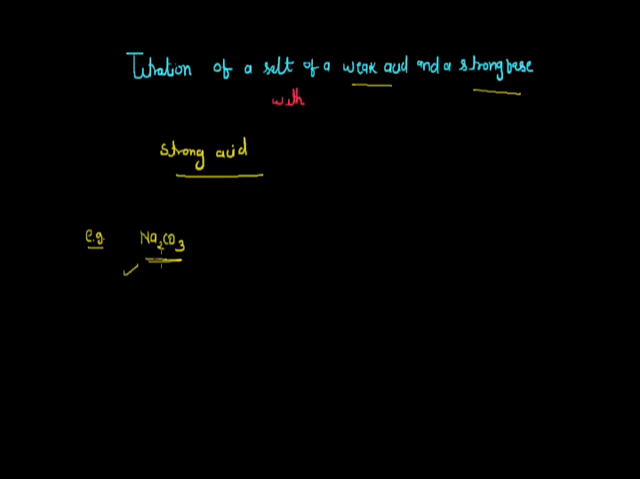Now, how can we decide that this salt contains a strong base and a weak acid? By the hydrolysis process. Sodium carbonate reacts with water, and after the reaction it gives sodium hydroxide plus H2CO3. Sodium hydroxide is the strong base and H2CO3 is the weak acid. So we can say that this salt contains a strong base and a weak acid.